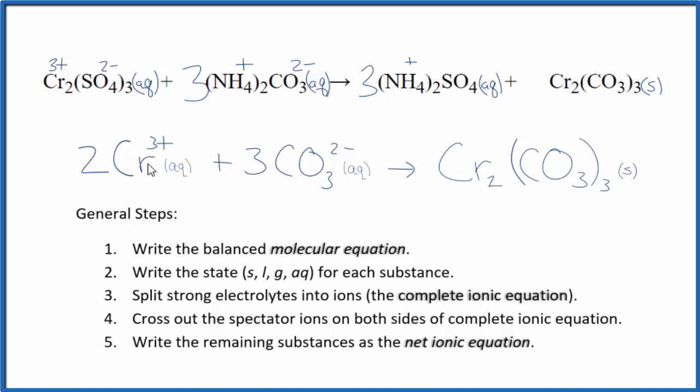You'll note that charge is conserved. We have 2 times 3 plus, that's 6 plus. 3 times 2 minus is 6 minus. So that's 6 plus and 6 minus. They give us a net charge of 0. We have a net charge of 0 over here. This is a neutral compound. If you count the atoms up, they'll be the same on both sides as well.